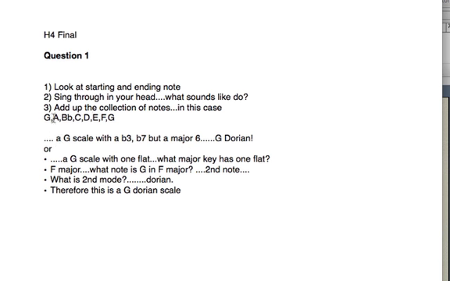The other way to do it is to look at the number of flats or sharps. One flat, what major key has one flat? F major. What note is G in F major? The second note. What mode is the second mode? Dorian, therefore this is a G Dorian scale.